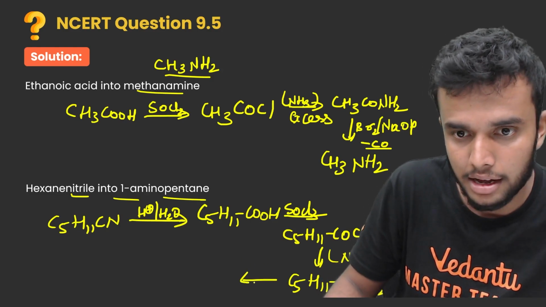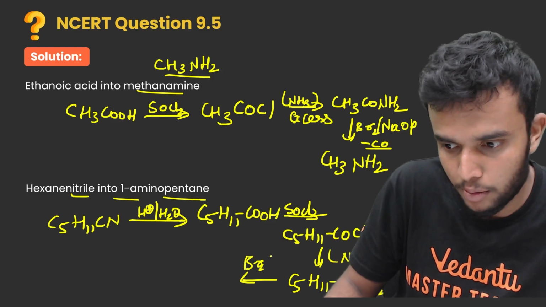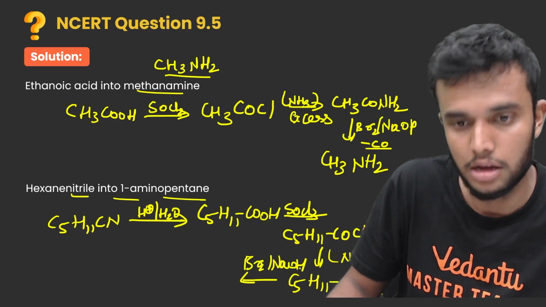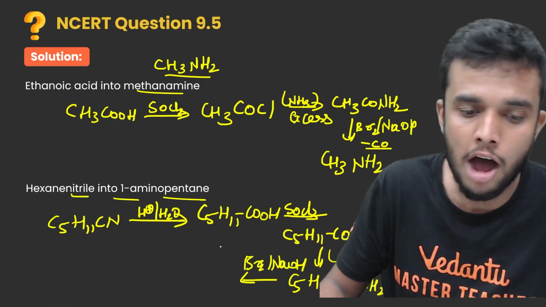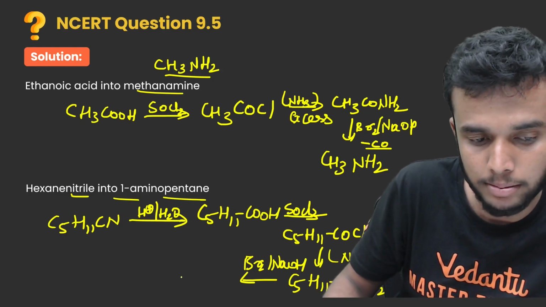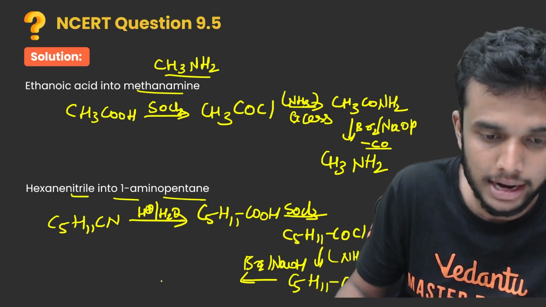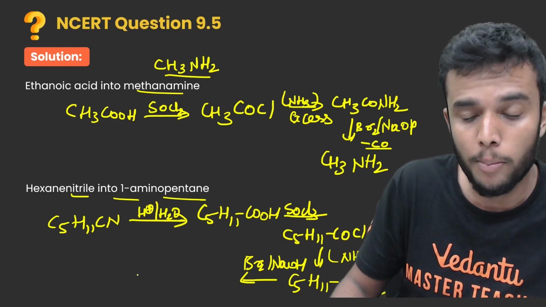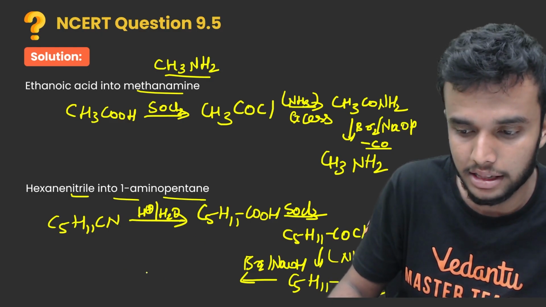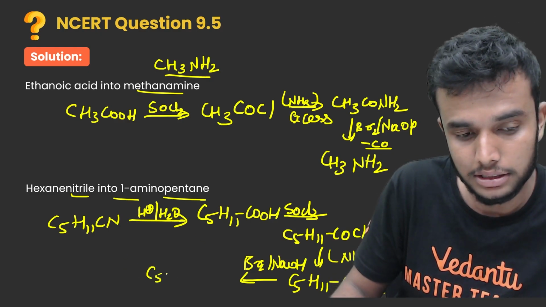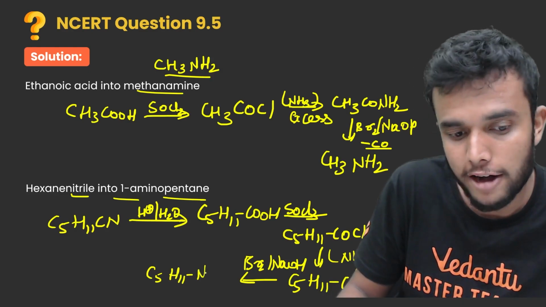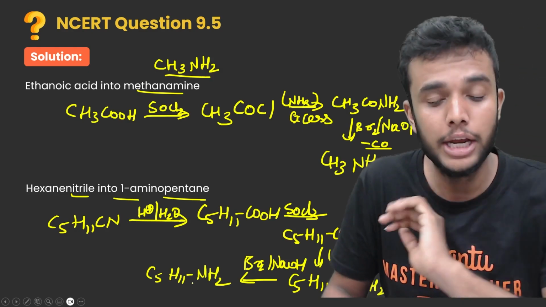Then, last step, Br2 with NaOH or KOH. It's called the Hoffmann bromamide reaction, to yield 1-aminopentane. 1-aminopentane is nothing but what is the formula? C5H11NH2. At the first position, the amino group is present.